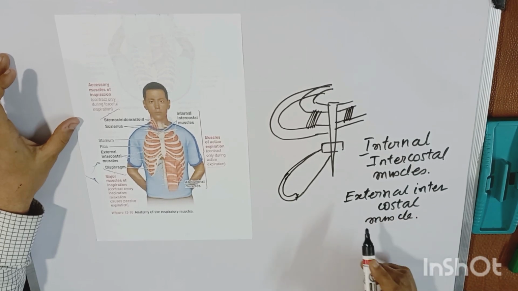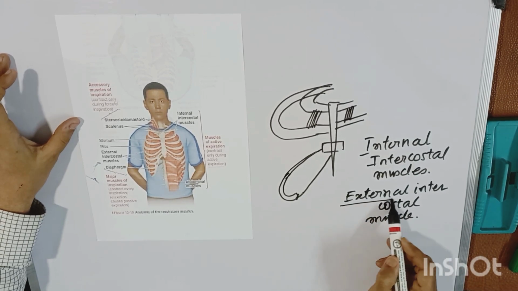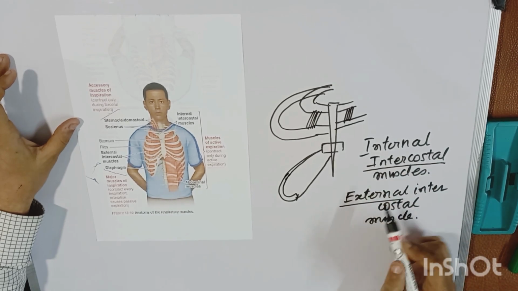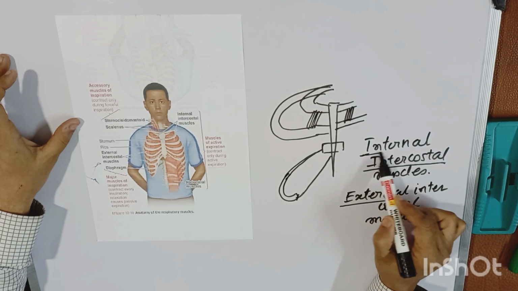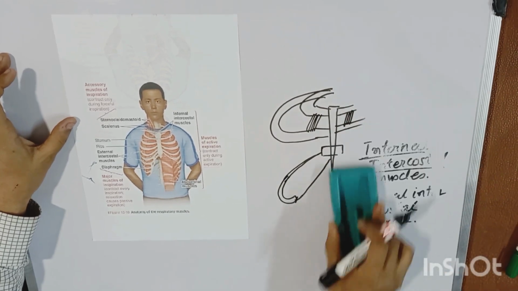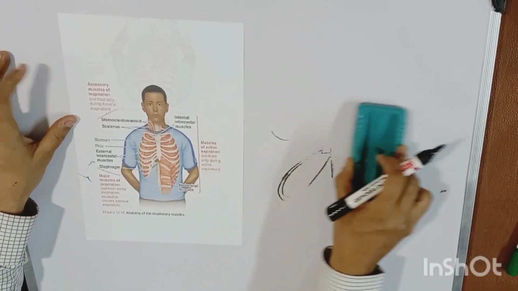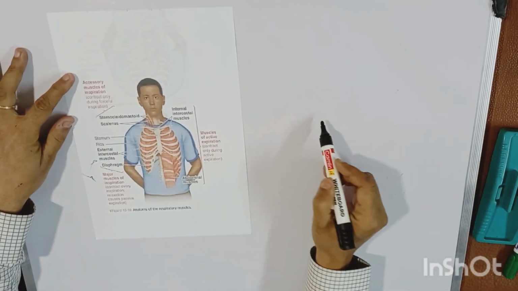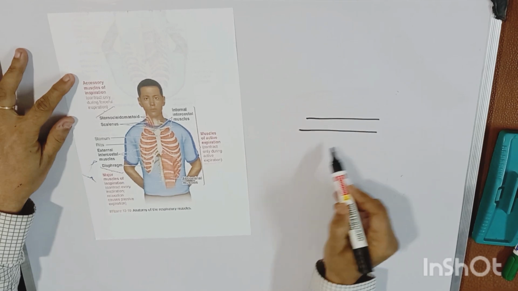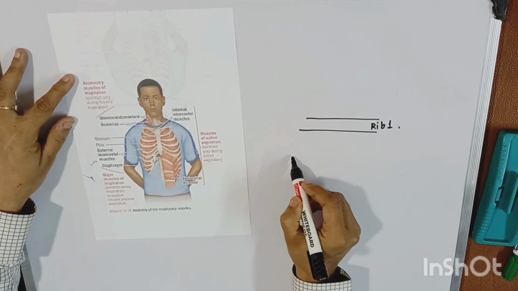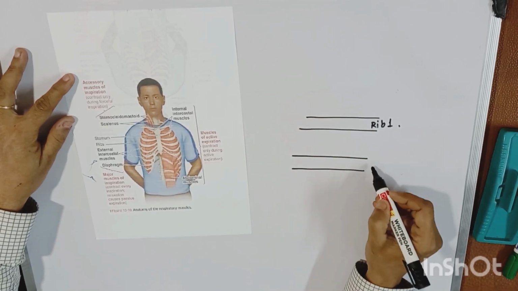So as you find that there is a difference in arrangement in these two, as the name suggests, something is different in internal as well as external intercostal muscles. So that we have to know. For that, I'll draw a certain picture and let you know about that thing. Suppose there are two ribs. I draw two ribs. This is rib 1, and a lower rib, rib 2.